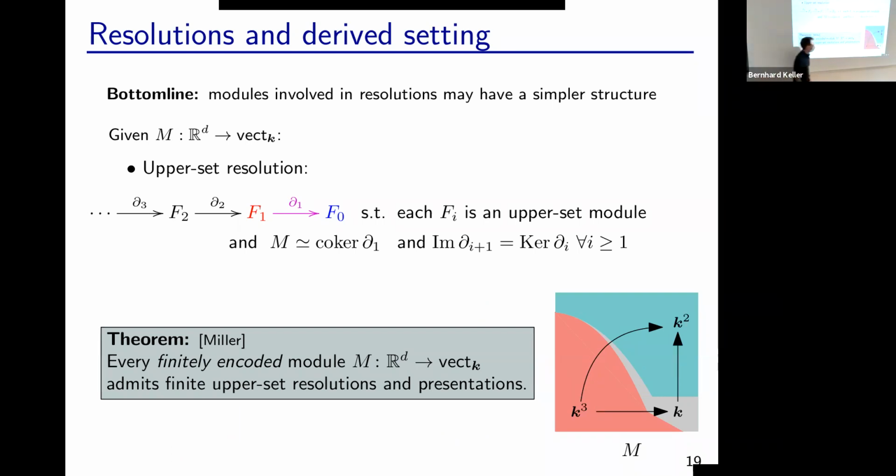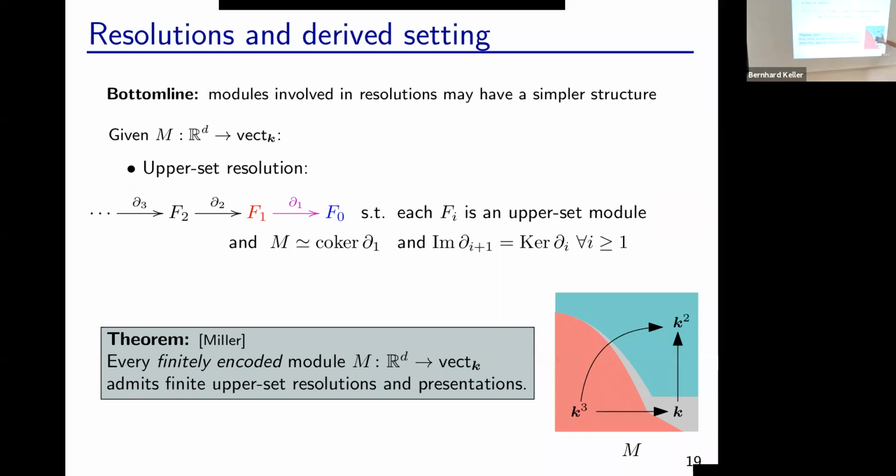Finitely encoded means, well, the picture says it all. It really means that there is a poset morphism from R^2 or R^d to a finite poset, which is represented as these three dots connected by these three arrows. And there is a representation of the finite poset, with K, K, and K, and maps which I did not actually define here, such that the original module is the pullback of this representation via the poset morphism.